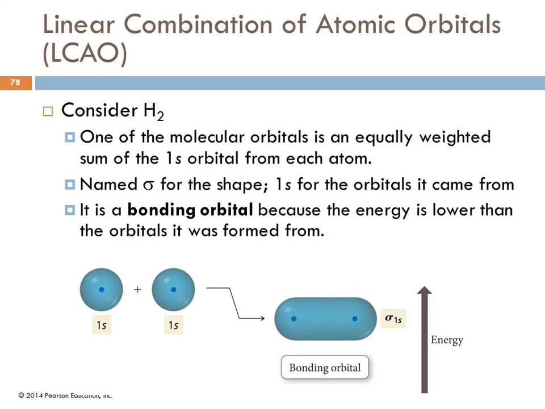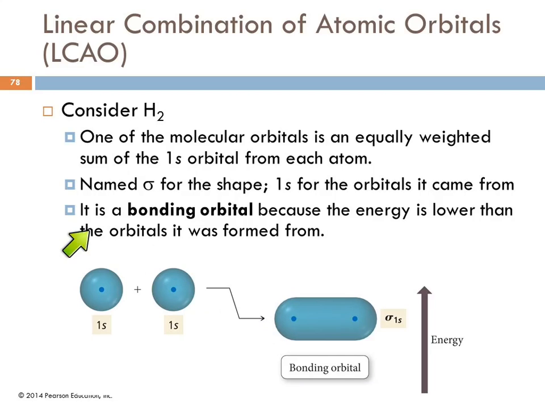Let's look at hydrogen. So one of the molecular orbitals is an equally weighted sum of the 1s orbital from each atom. So if we take this orbital, and you can think of it as a geometric shape. It's really a wave function, but if we take this shape and we add it to this shape, we get something like this.